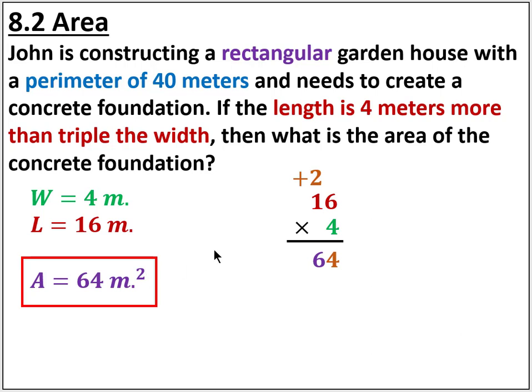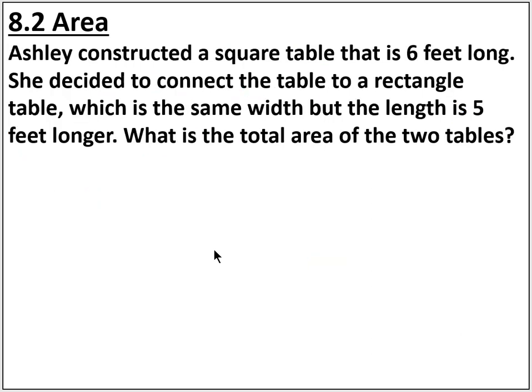Alright, let's take a look at the next example. In this word problem, it states, Ashley constructed a square table that is 6 feet long. She decided to connect the table to a rectangle table, which is the same width, but the length is 5 feet longer. What is the total area of the two tables? Alright.